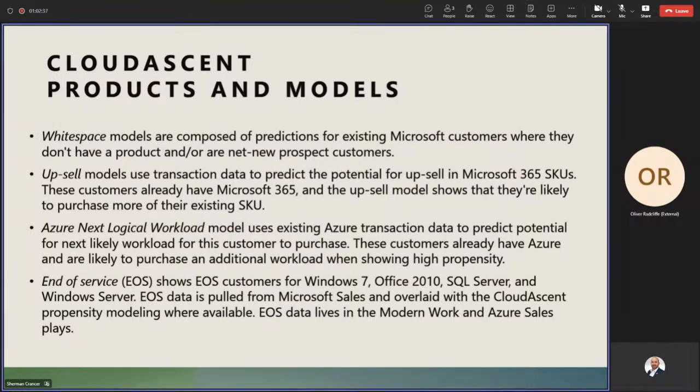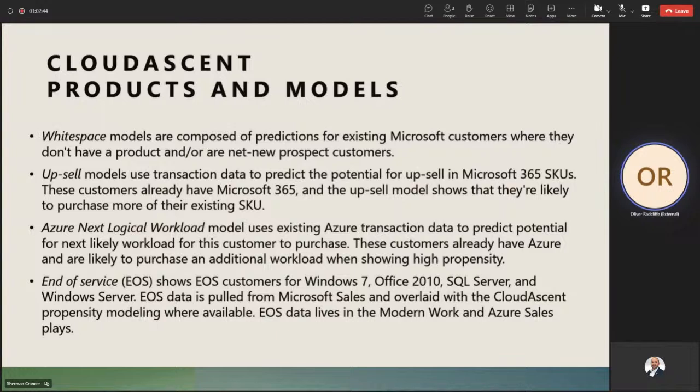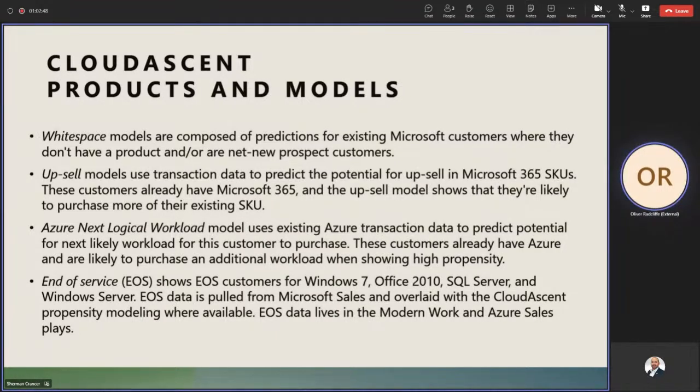I love the third one, which says Azure Next Workload. That would be actually in. So this is like Defender to Sentinel or something, right? Next logical workload. Exactly. Okay. Yeah. Defender, that's a perfect example.